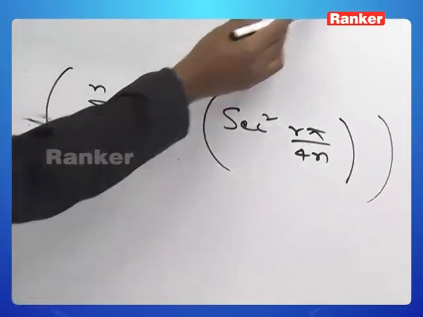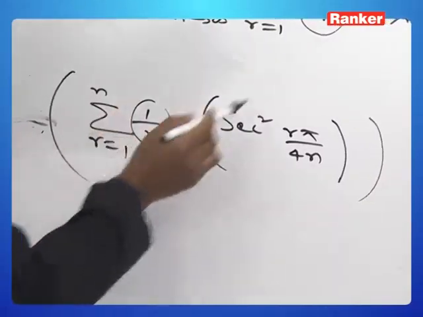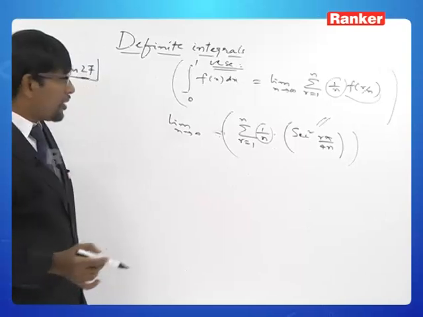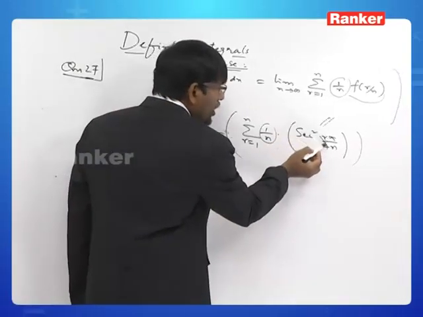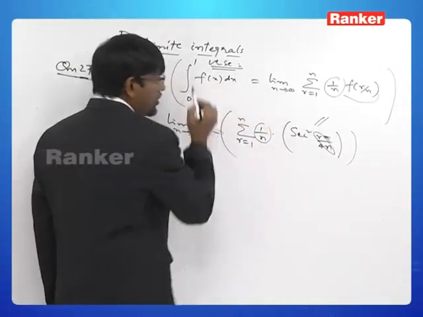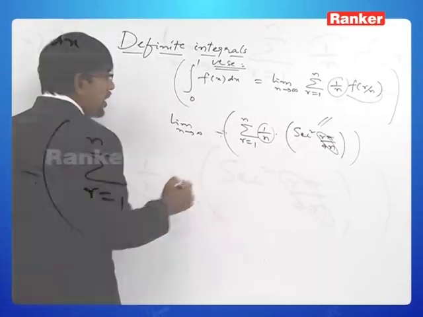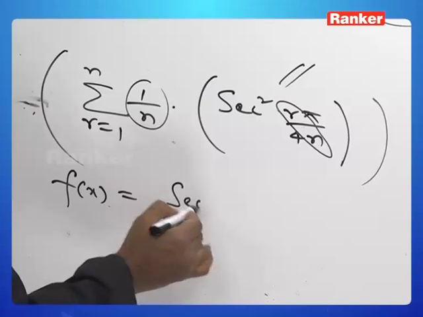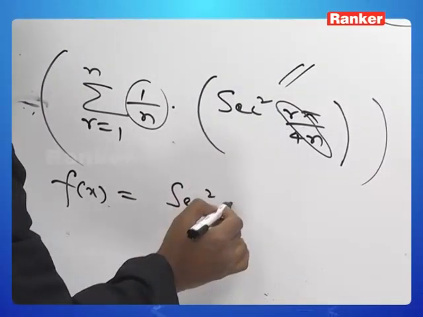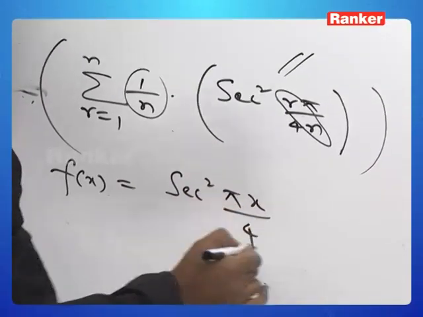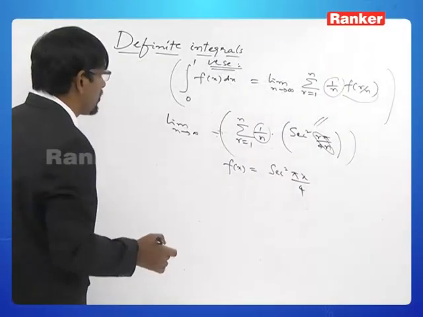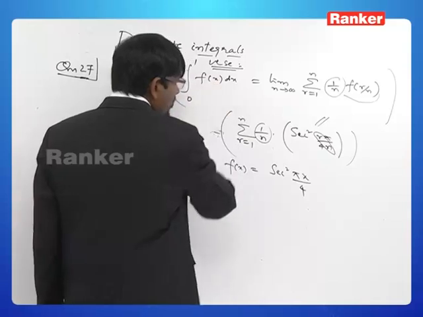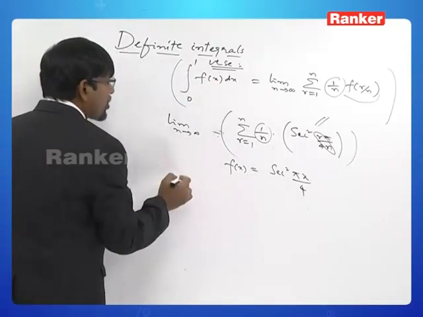So, this 1 by n is matching with this 1 by n here. So, this should have been f of r by n. Wherever there is r by n, this r by n has to be replaced with x. So, what is your f of x? Secant square of pi x by 4, that is our function. Comparing it to this, r by n has to be replaced with x. So, what do we have? F of x to be?